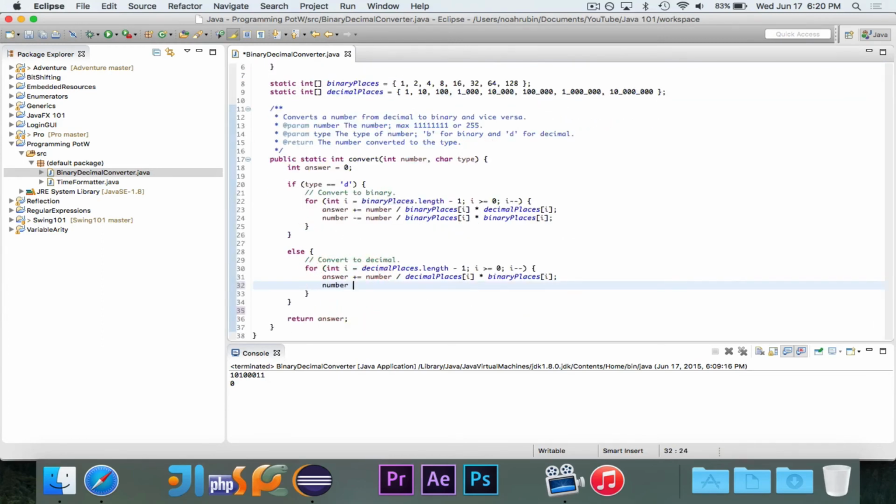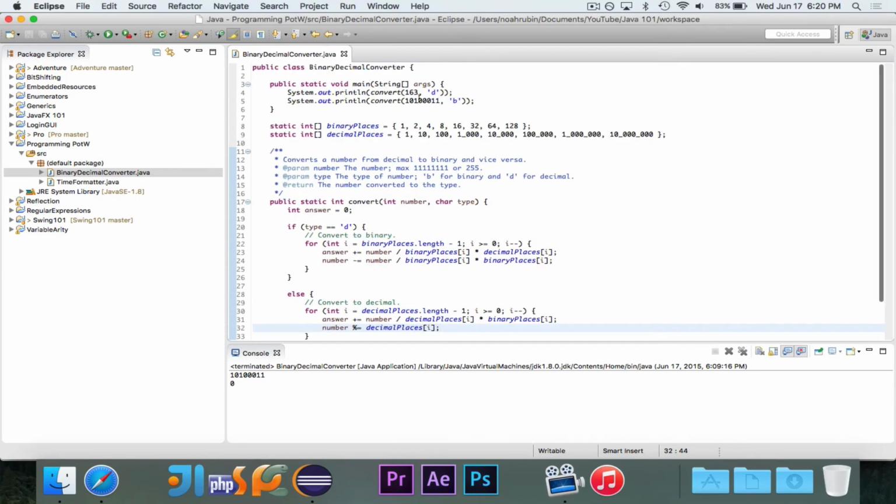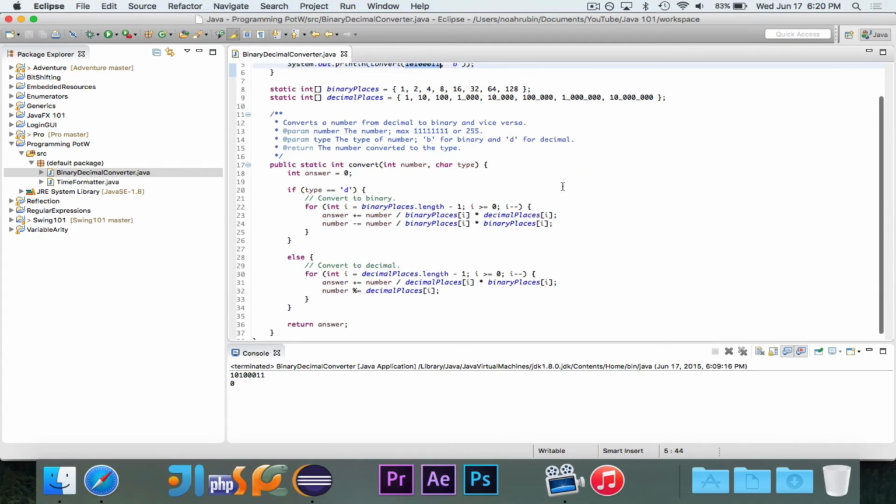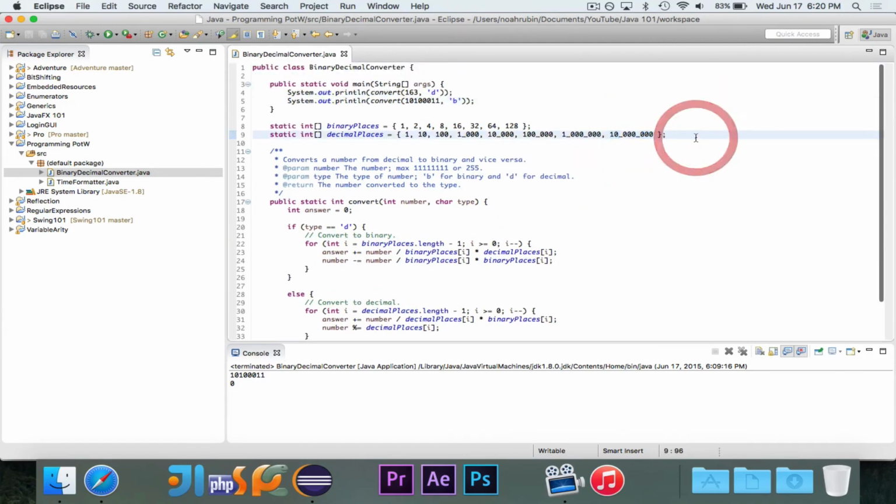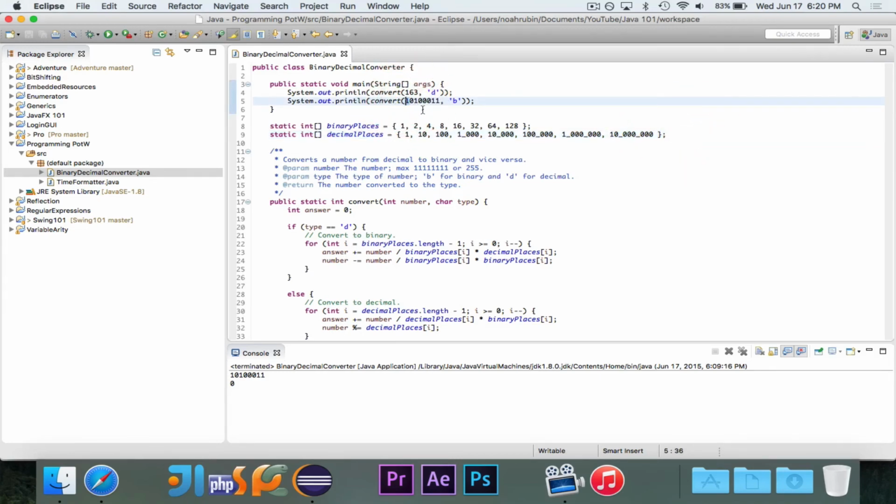So in this case, we're actually going to do number mod equals decimal places I. So we're not doing the same division. I'm not 100% sure if the division would do the same thing, but I think that this just makes a little bit more sense. So if we start the number off at something like 101000011, and then we get to the 10 million right here, when you do the modulus with this, these are both 8-digit numbers, it's just going to chop off the first number, and then we'll be left with 0, 1, 0, 0, 0, 1, 1, and then that 0 in the front will go away.